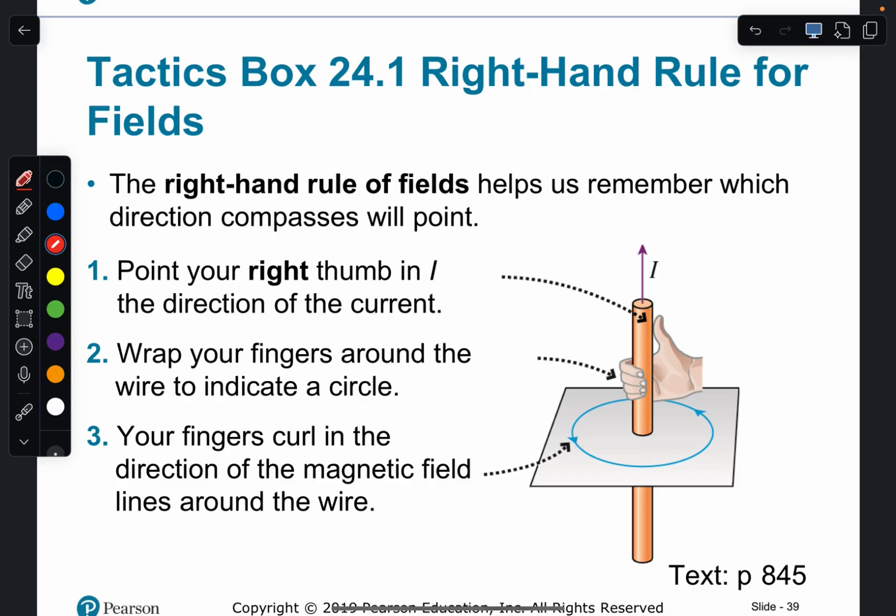And so if the current points down, then your direction is going to be clockwise, looking from above. The blue line is counterclockwise. The blue line that I'm going to draw for the current pointing down is going to be clockwise.